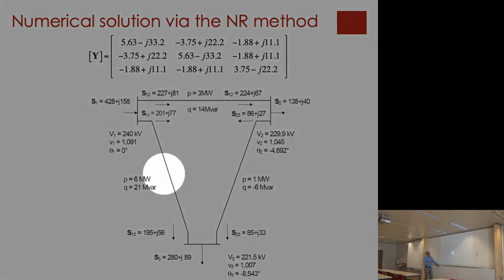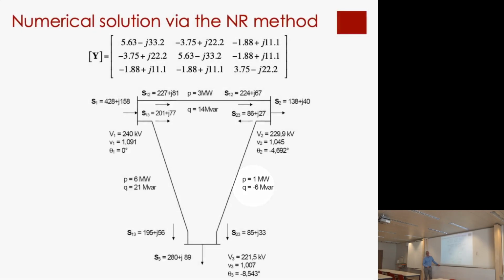What can you observe if you look at the active and reactive power losses in the lines 1-3 and 2-3? What can you observe that is interesting? Yeah, the line 2-3 has reactive power losses which are negative. This means that the line is generating more reactive power than what it is absorbing. Why is this possible?